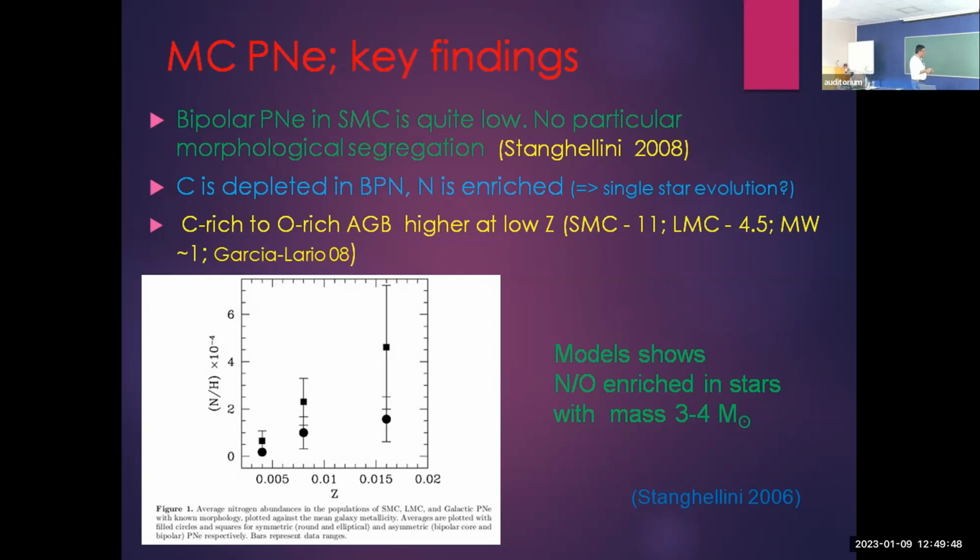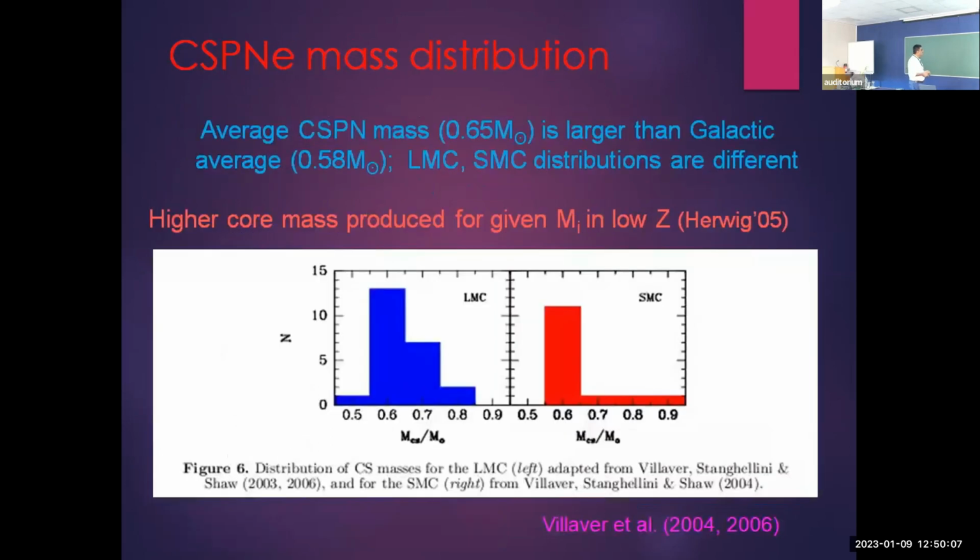And if you see here the N/H ratio with the metallicity, you can see a clear trend. It increases with the metallicity. These are elliptical PN and these are bipolar PN. So in bipolar PN, the nitrogen is always enhanced, much larger than in the elliptical PN.